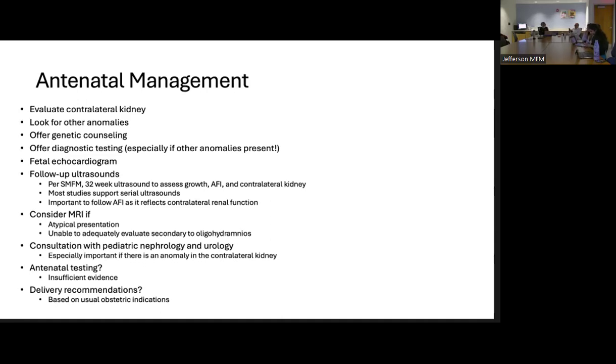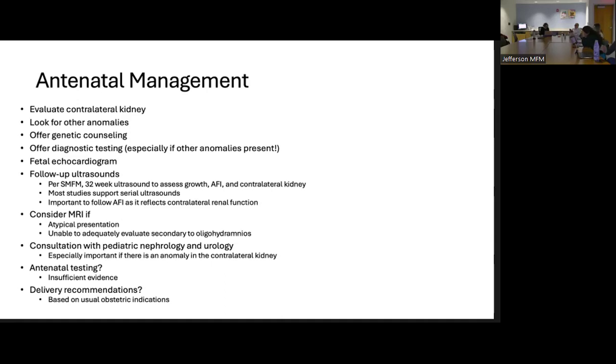Okay, wonderful. Thank you. So antenatal management. Obviously on ultrasound, we're evaluating the contralateral kidney. We're looking for other anomalies. We're offering genetic counseling and diagnostic testing. This is especially important if other anomalies are present or it's a bilateral presentation. Getting a fetal echocardiogram, and then follow-up ultrasounds.